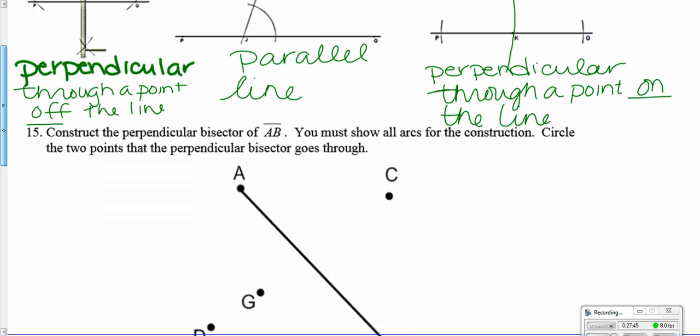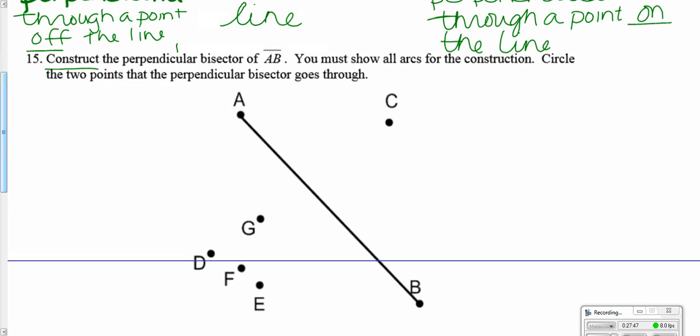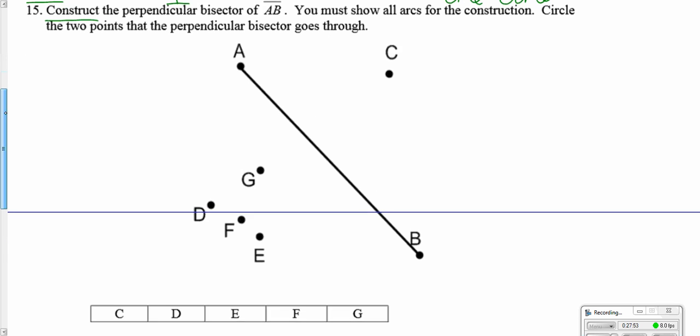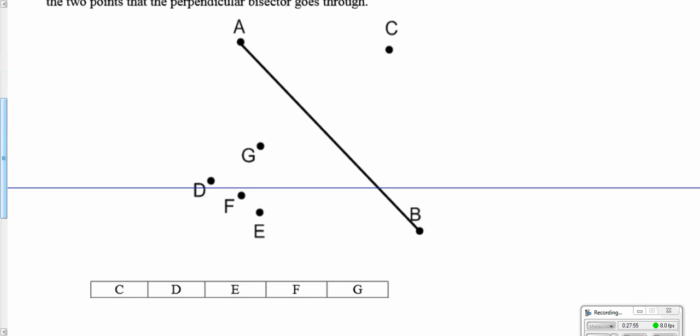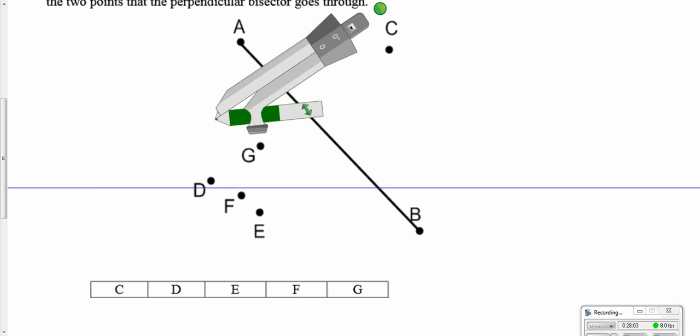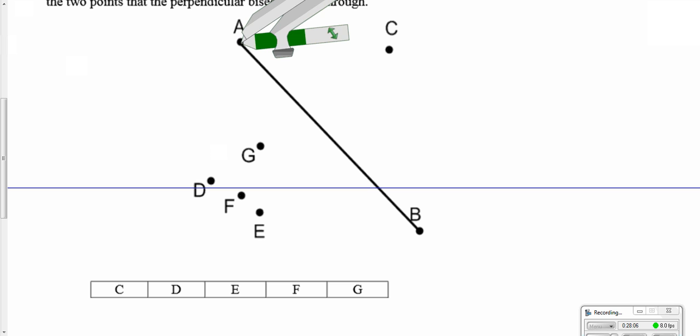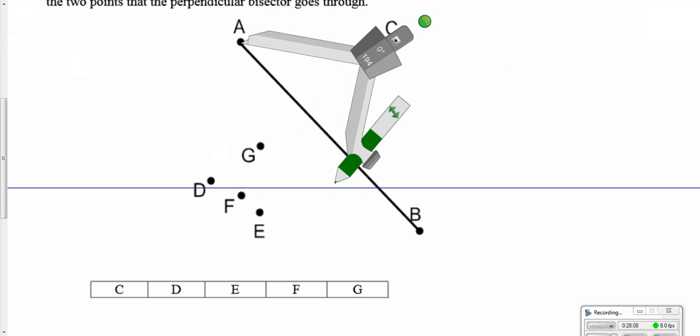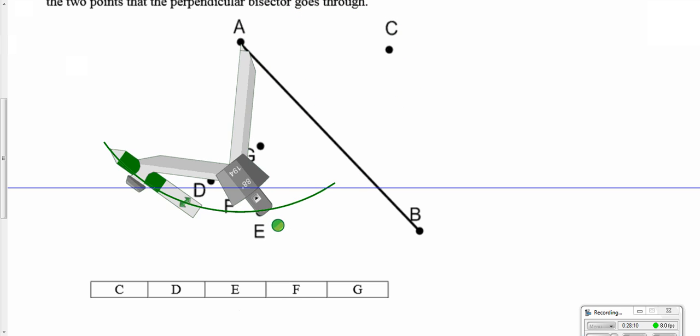All right, number 15, we are looking to construct the perpendicular bisector. We must show all of the arcs. And we're going to circle the 2 points that the perpendicular bisector goes through. So I'm going to get my compass back. I know I want to do the perpendicular bisector, so I'm going to put my compass on point A, and I'm going to open this so it's more than halfway and draw my arc.